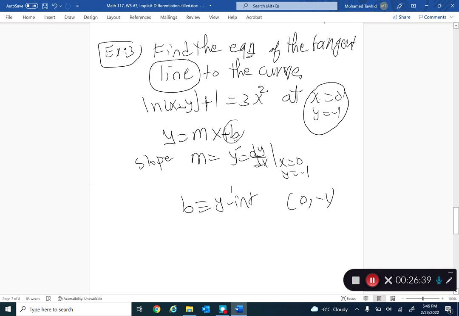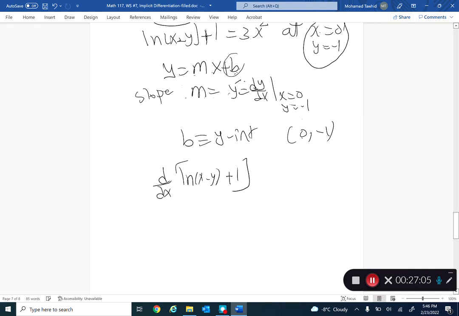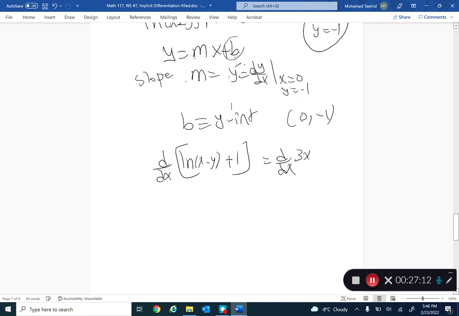So now, step by step, I have to get the slope. How to get the slope? I need to get the derivative, and then after I take the derivative, I have to replace x by 0 and y by -1, and then that is your slope. So how to take the derivative? Step 1, take the derivative of both sides. So you have ln(x - y + 1), right? I'm just taking the derivative of both sides with respect to x, and the right side is 3x squared.